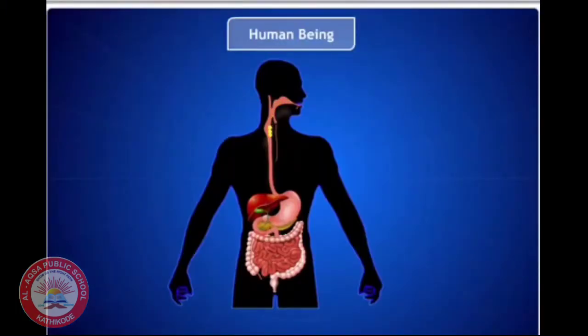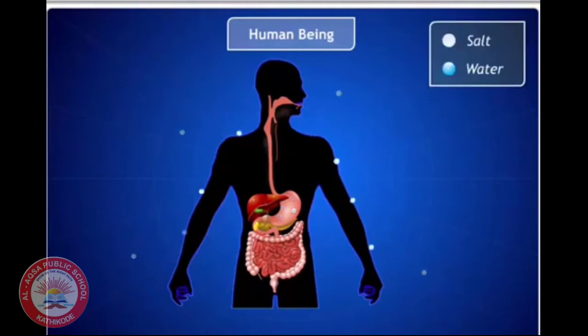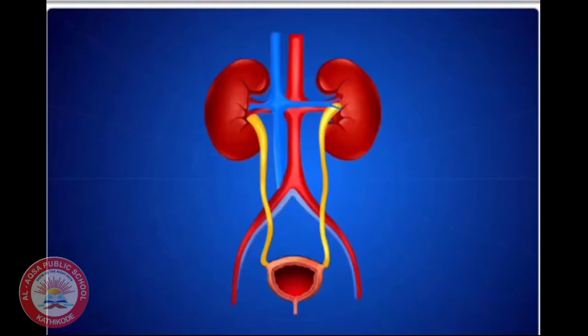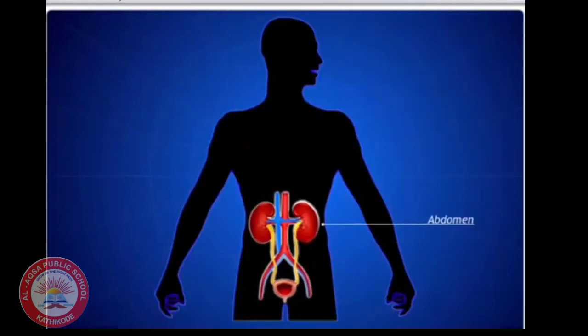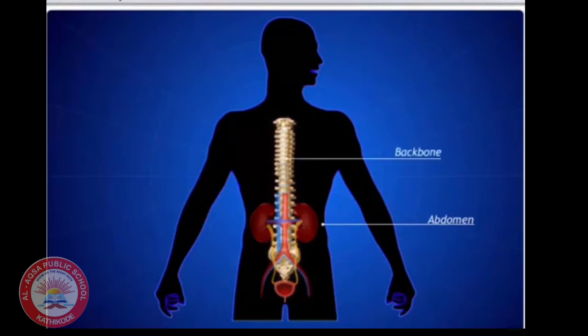Human beings have a specialized excretory system for the removal of metabolic waste. The excretory system in human beings not only removes the nitrogenous metabolic waste but also maintains the balance of salt, water, and body fluids. This process of balancing is called homeostasis. The excretory system of human beings includes a pair of kidneys, a pair of ureters, urinary bladder, and a urethra. The kidneys are located in the abdomen, one on either side of the backbone.